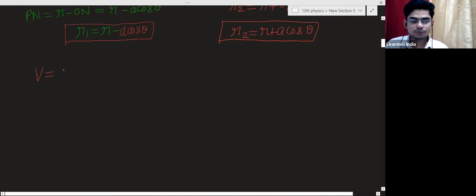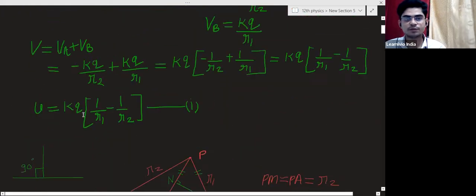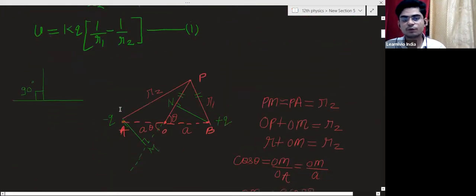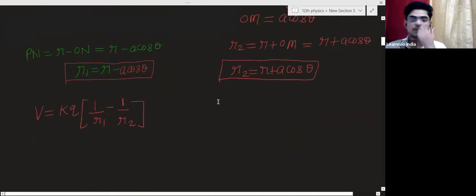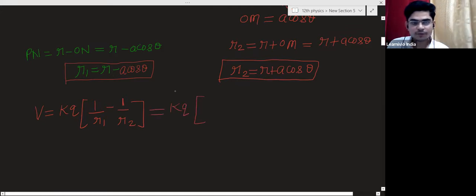V equal to K cube 1 upon R1 minus 1 upon R2. Okay, we have written the same thing. What is V here? V is the resultant or total potential due to dipole. Fine. So from here we can write the value of R1 as R minus A cos theta.